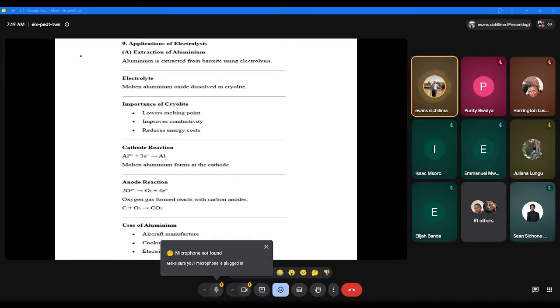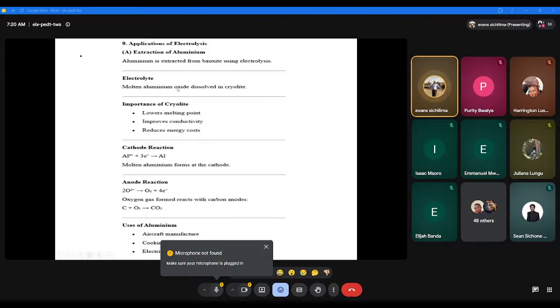So, applications of electrolysis. Let's tackle extraction of aluminium. Aluminium is extracted from bauxite, which is aluminium oxide, using electrolysis. This is a huge industry where electricity is highly applicable, and a lot of electric current or charge is used to extract aluminium from this ore. The electrolyte is molten aluminium oxide.